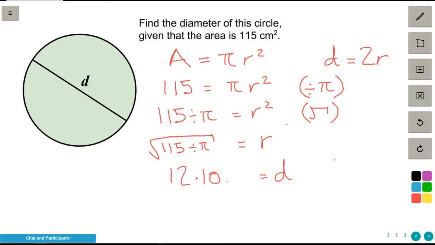Looking at this finally, then we just want our units, and same as before, our area was centimeters squared. The diameter is now a length, but will otherwise have the same type of unit, so it's going to be centimeters.